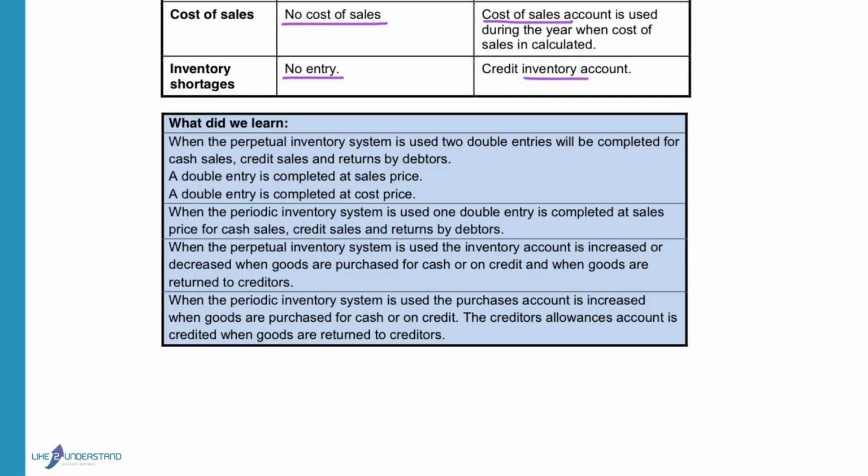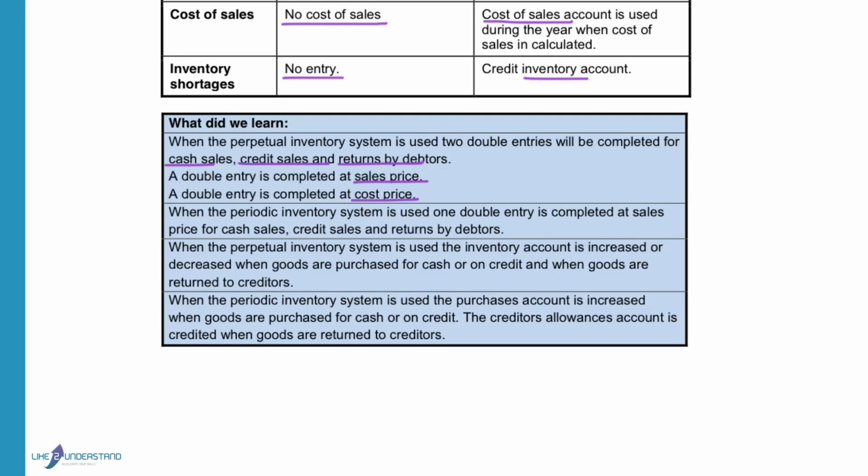What did we learn? When the perpetual system is used, two double entries will be completed for cash sales, credit sales, and returns. So whenever you sell goods, whether it's cash or credit, or there are returns by debtors, you will do two double entries. One double entry at the sales price and one double entry at the cost price.